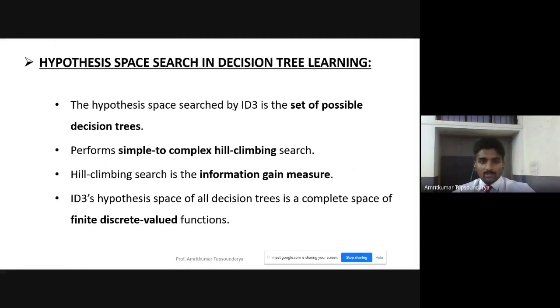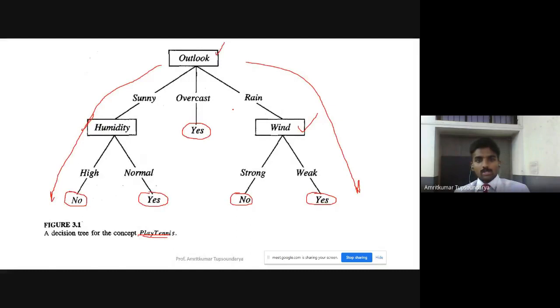Now, once we have the decision tree, the set of hypotheses that we have created, how do we go ahead with that? The hypothesis space search in decision tree learning, right? So what is this hypothesis space search? The hypothesis space searched by the ID3 algorithm is the set of all possible decision trees, right? Let me go to the diagram again. When we construct this hypothesis, these hypotheses are basically the set of all possible decision trees, right? Now this itself is one decision tree.